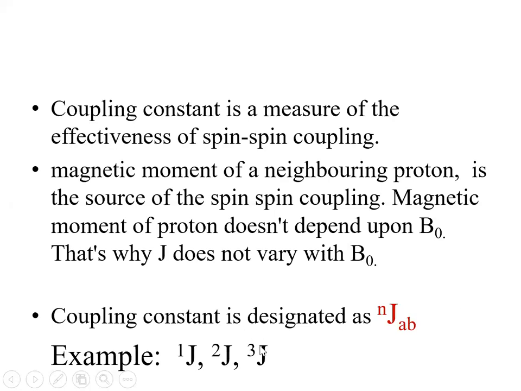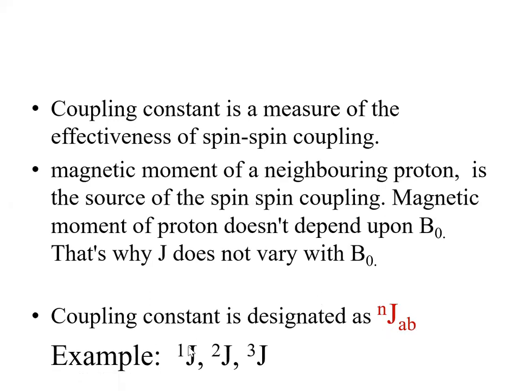Now, the coupling constant is designated as superscript n J AB. Here, n is the number of bonds through which two protons are interacting. If there are three bonds between the two protons, then n equals 3. If only one bond is there, then n equals 1. And here AB are the protons undergoing coupling.